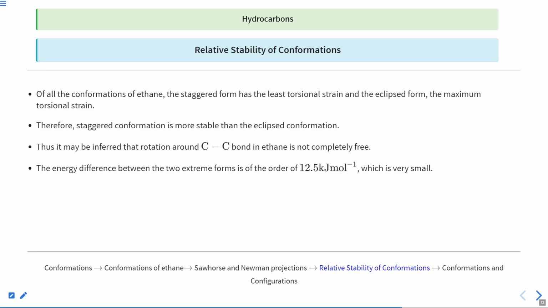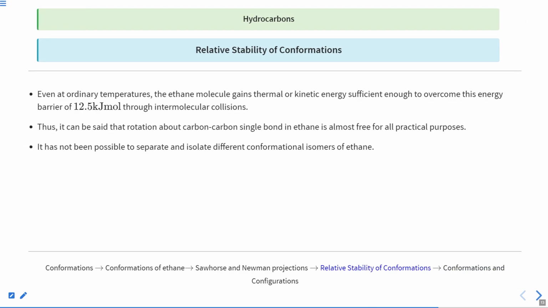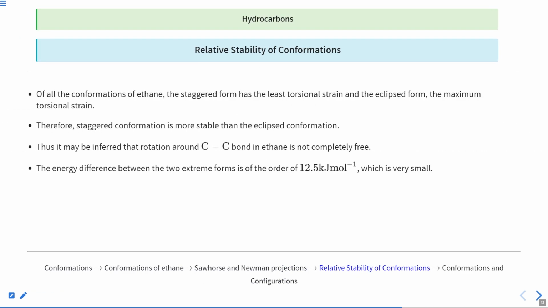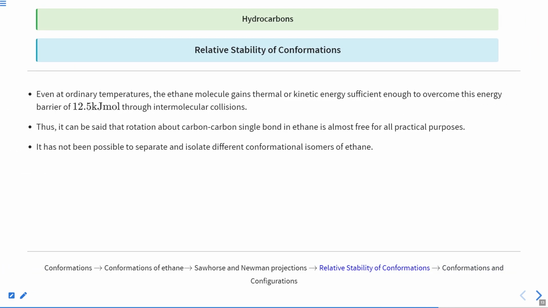These two extreme forms differ by the order of 12.5 kilojoules per mole. This is the energy difference between the eclipsed and staggered forms. Now this is very small. Even at ordinary temperature, the ethane molecules get enough kinetic or thermal energy to overcome this energy barrier. Because the energy difference between the eclipsed and staggered states is very small, it can easily rotate from one to another.